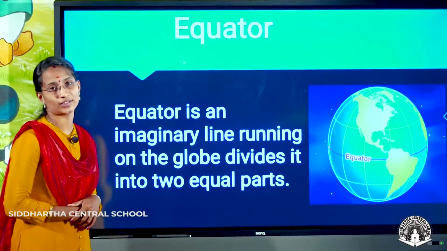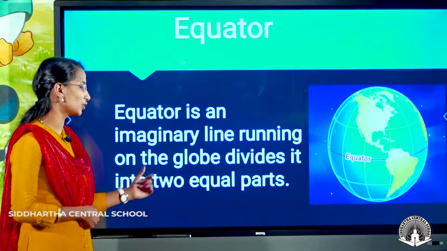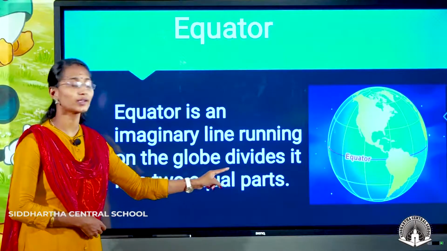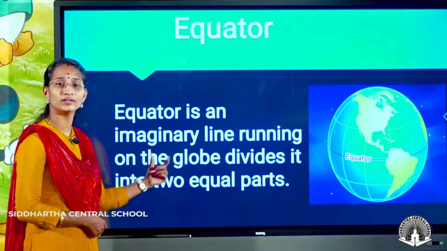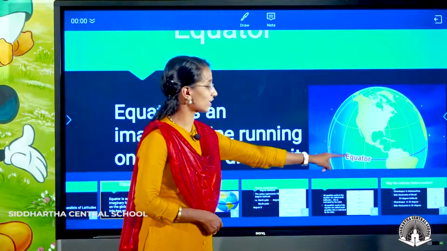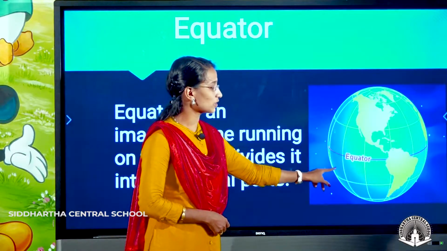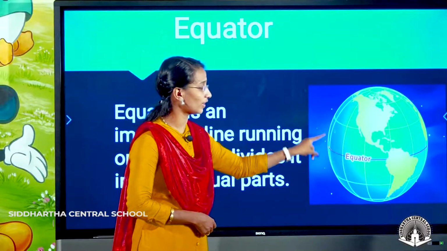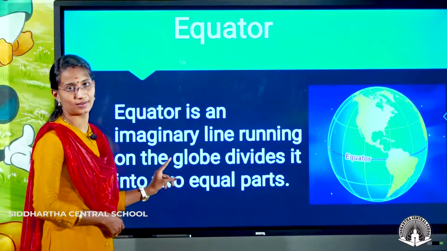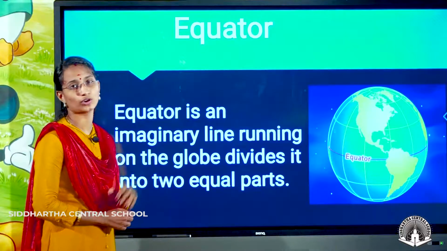Let us check what is equator. Equator is an imaginary line running on the globe and it divides the globe into two equal parts. Look at the picture. Here you can see the equator. In this picture, we can see that it is dividing the globe into two equal parts. So, equator is an imaginary line running on the globe and it is dividing the globe into two equal parts.